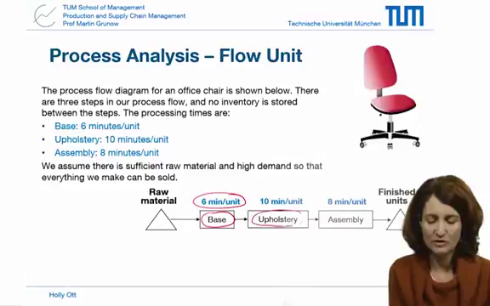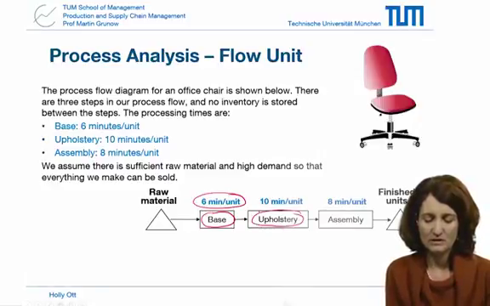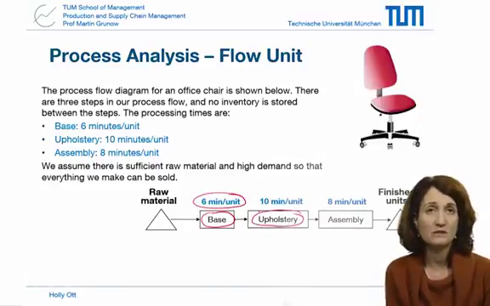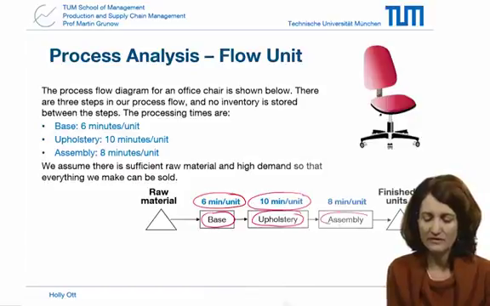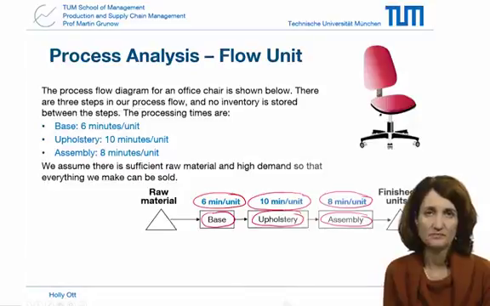Then we have an upholstery step in our process, which is putting together the cushioning. That takes 10 minutes per unit. And finally, a final assembly for finishing the whole chair, 8 minutes per unit.